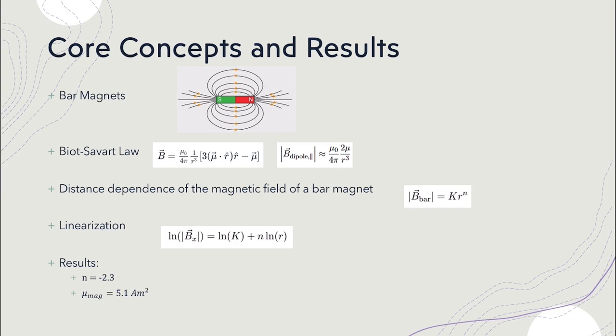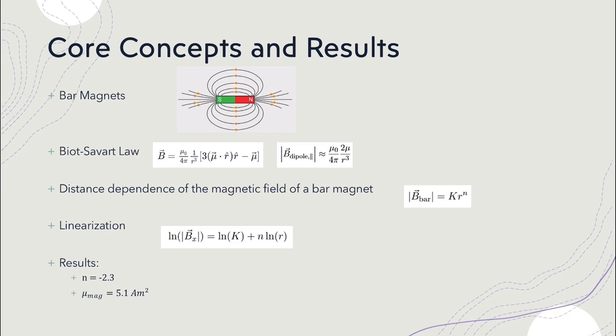Moving on to the core concepts and fundamental principles of this lab. Similar to an electric dipole, which points from negative to positive, bar magnets have a magnetic field that points from south to north. The Biot-Savart law was used to calculate the magnetic field using the equation below. This law can then be related to the distance dependence of the magnetic field of a bar magnet, as seen in the equation on the right. And this equation may then be linearized and graphed, which I will discuss later in the report.